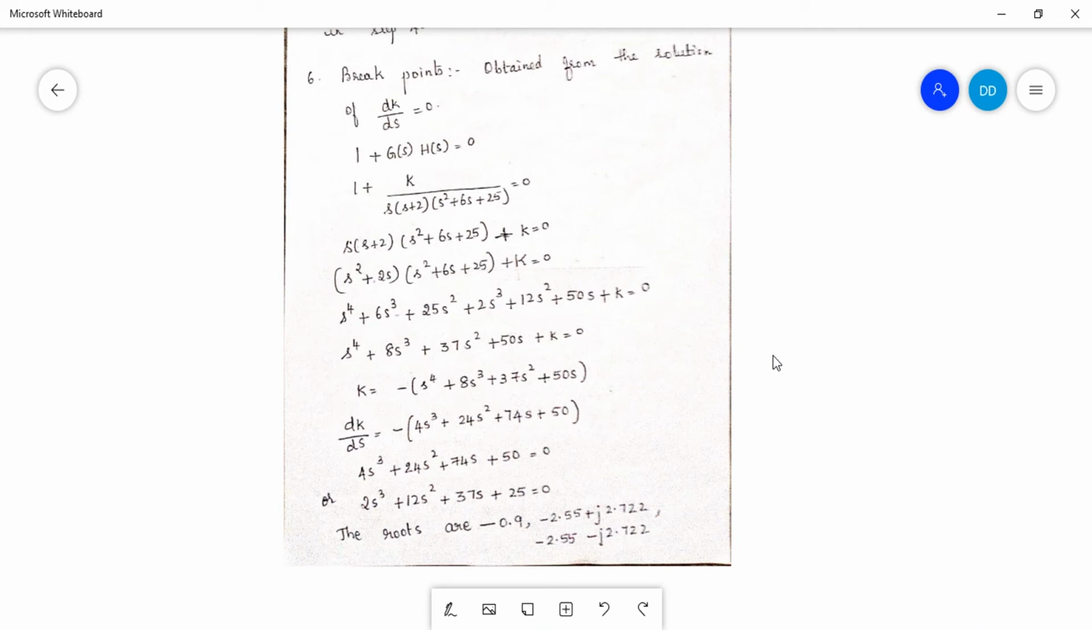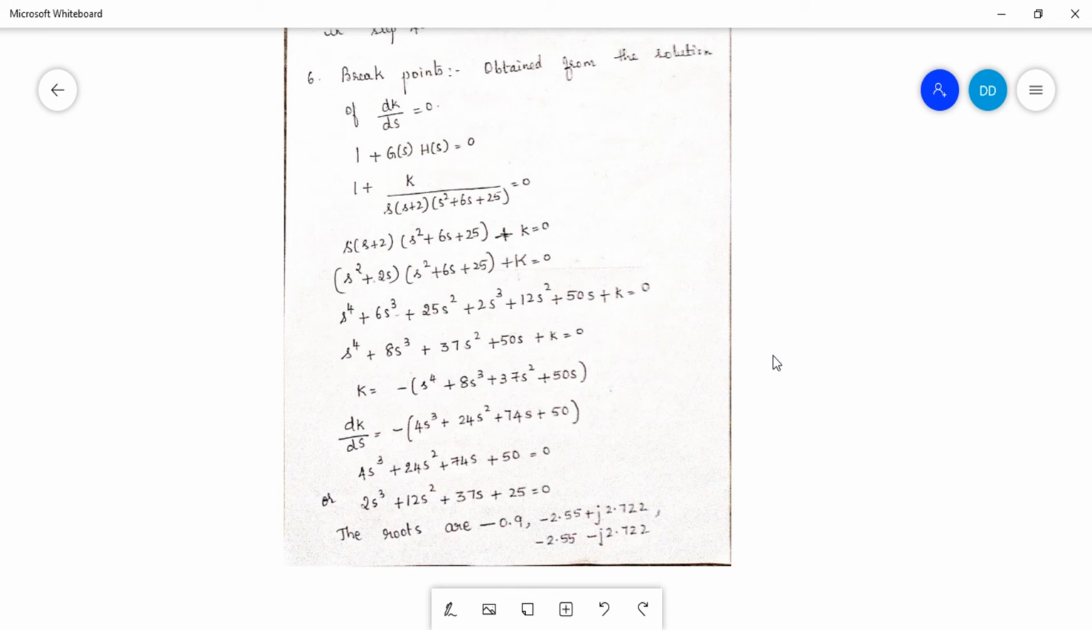If we find the roots, we get minus 0.9, minus 2.55 plus j2.722, and minus 2.55 minus j2.722. Since we need to concentrate only on the real axis between 0 and minus 2, it is clear that minus 0.9 is a valid breakpoint. And since it exists between two poles, minus 0.9 is a breakaway point.